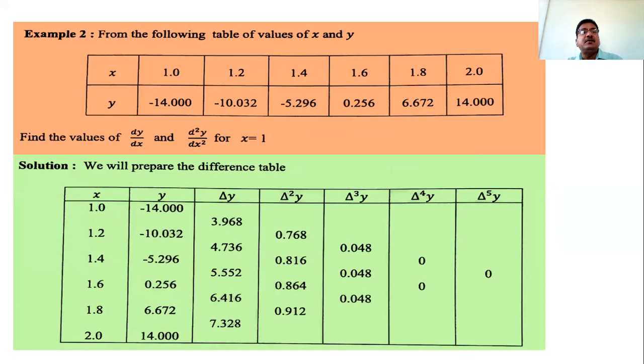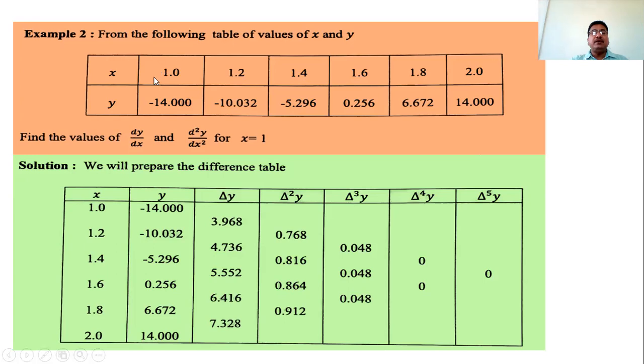Next problem, second problem. From the following table of values of x and y, find the value of dy by dx and d square y by dx square, that is, the first order derivative and second order derivative at x is equal to 1. That is, x is equal to 1. 1 is the point at the beginning of the table, and it is the first point of the table.